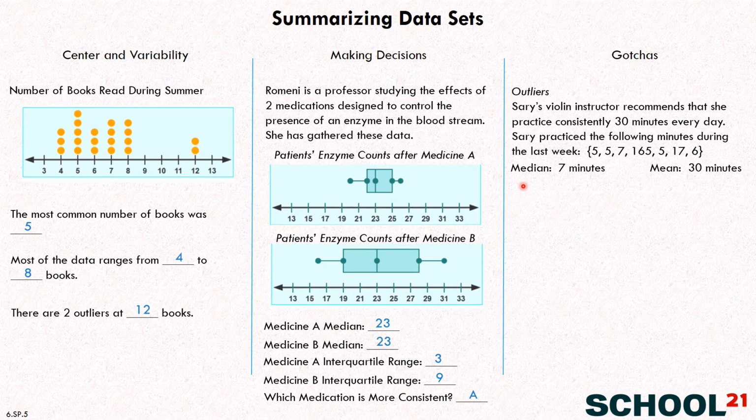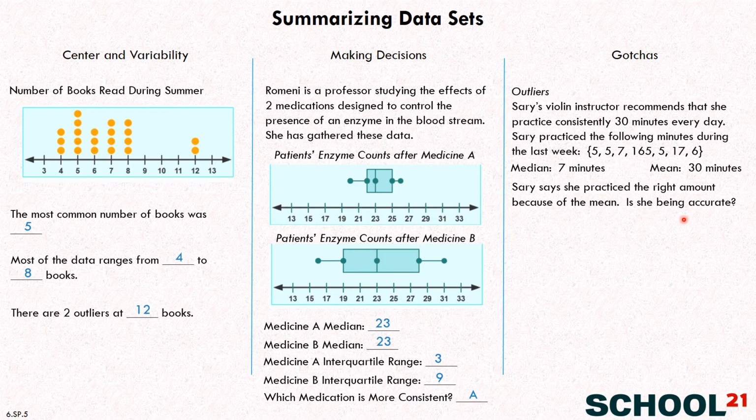Her median, if you were to line these all up from least value to greatest value, the middle value would be 7 minutes. Her mean, however, if you added all of these numbers up and divided by, let's see, there's 7 data points there, divided by 7, would be 30 minutes. So Sari says that she practiced the right amount because the mean is 30 minutes. Her instructor asked her to practice 30 minutes, so she did what she was supposed to do.